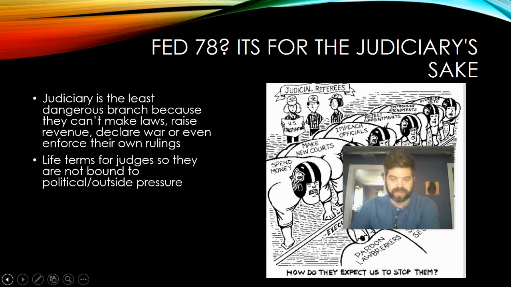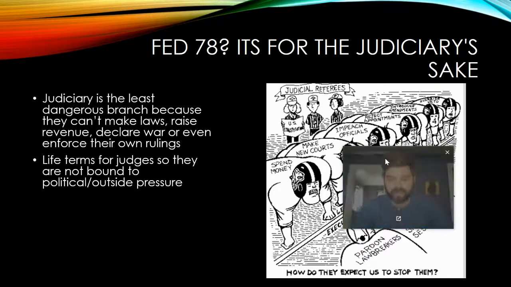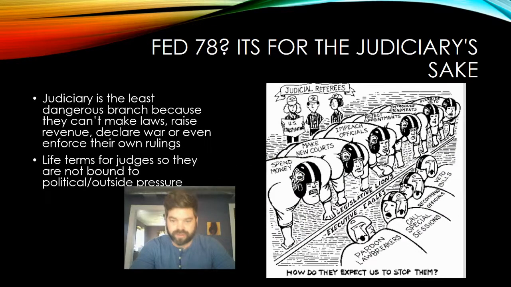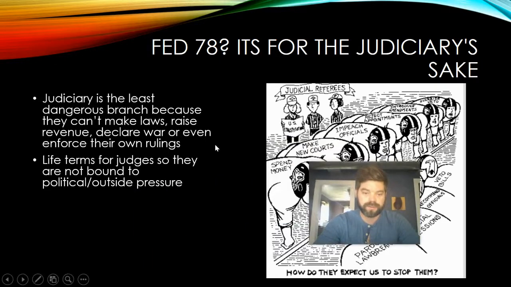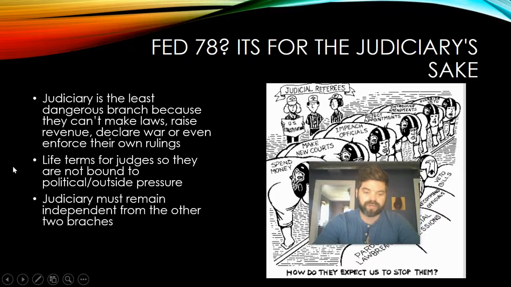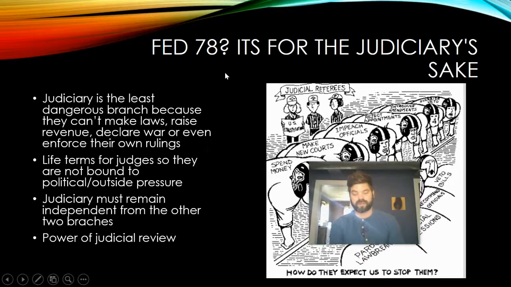In the United States, we have what's called an independent judiciary. Once appointed for life, they are supposed to operate separately from the legislative and executive branches. You see this cartoon here where the legislative and the executive have great power, and the judicial are just the referees on the outside, determining if the rules are being followed. The judiciary must remain independent from the other two branches.